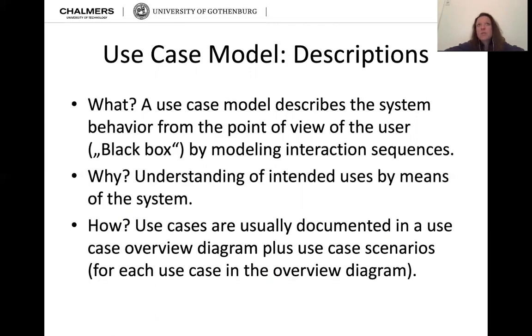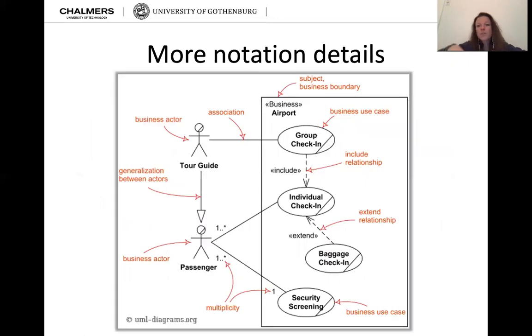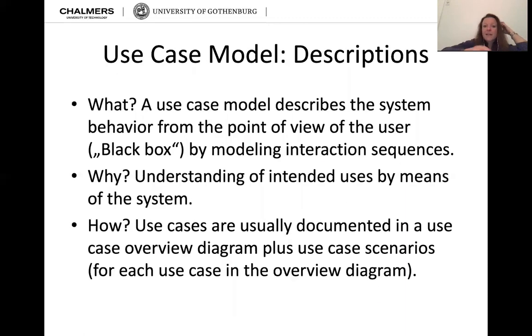And nobody will ever be able to understand that use case diagram if you don't deliver it with a description. If you were to give me this thing and I had never been at an airport, I'd have no clue how all of this works. And that's why we need the descriptions.